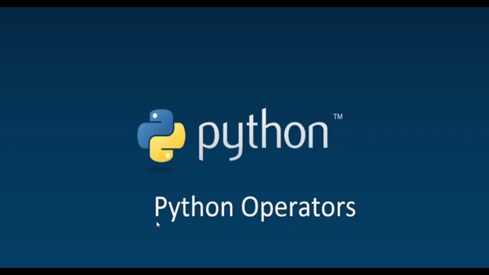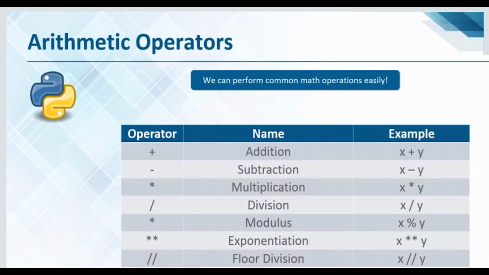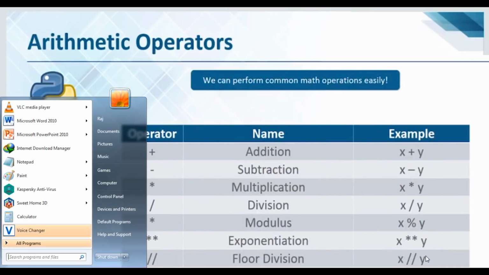Now Python operators. There are a number of operators. Basically there are two types of operator, unary and binary. In terms of binary operators, first is the arithmetic operator. We can perform common math operations easily by using arithmetic operators: first plus, addition, for example x plus y. Second, subtraction, that is x minus y. Then asterisk, known as multiplication, x into y. Division, that is slash, x divided by y. Modulus, with this symbol, x modulus y. Exponent, that means x raised to the power y. And floor division, x double slash y. So students, let's do it practically in Python.